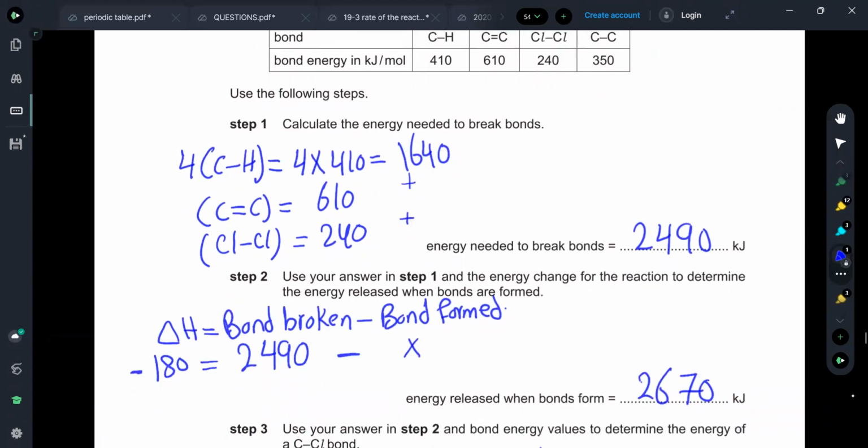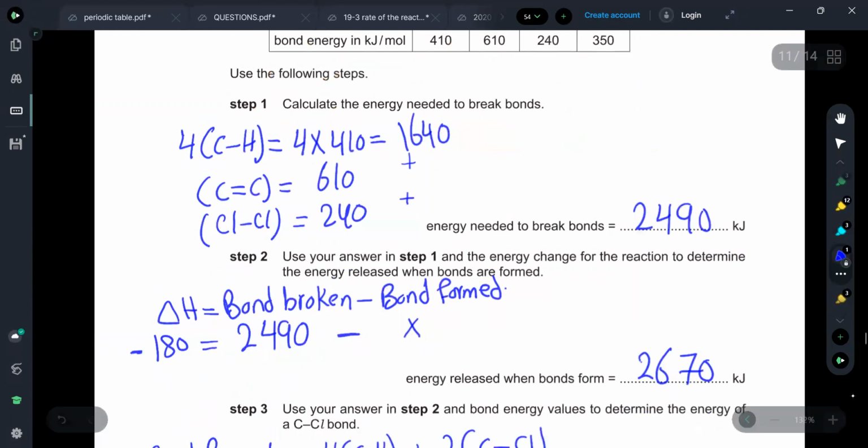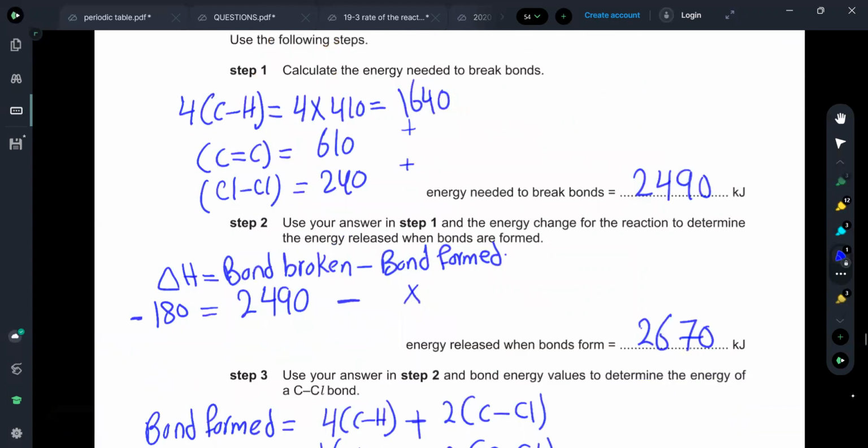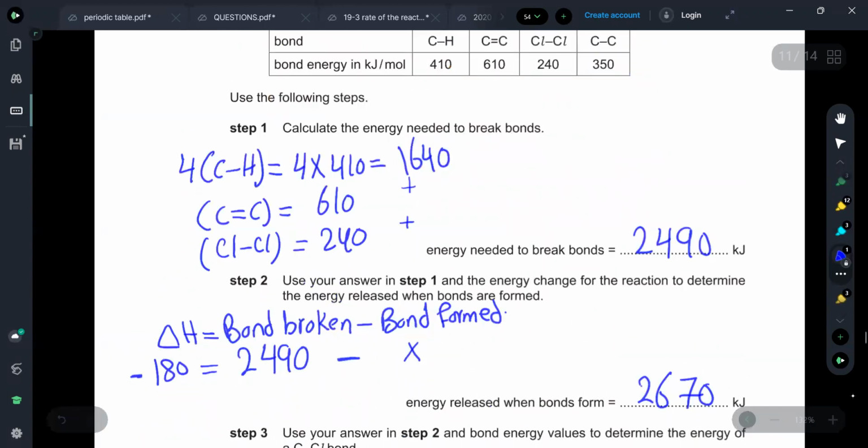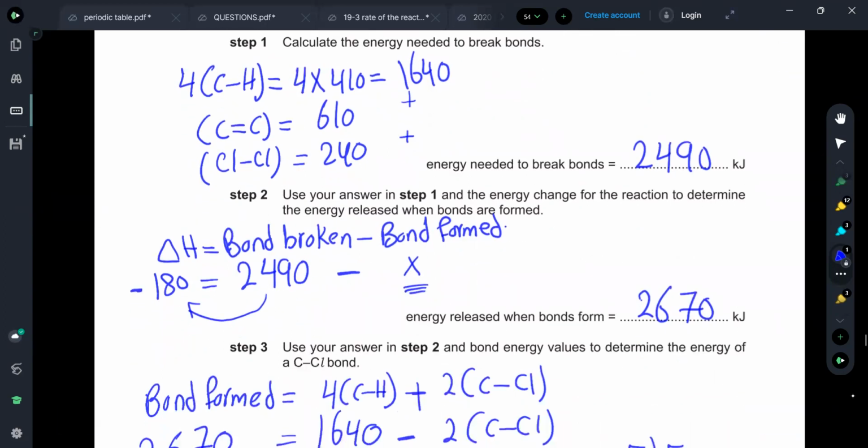Then use your answer in step 1 and the energy change for the reaction to determine the energy released. From the equation, delta H equals bond broken minus bond formed. So minus 180, already given in the question, equals bond broken, which is 2490, minus X. To get X, just add 2490 and the other side with a negative sign. So X will be 2670 kilojoule.